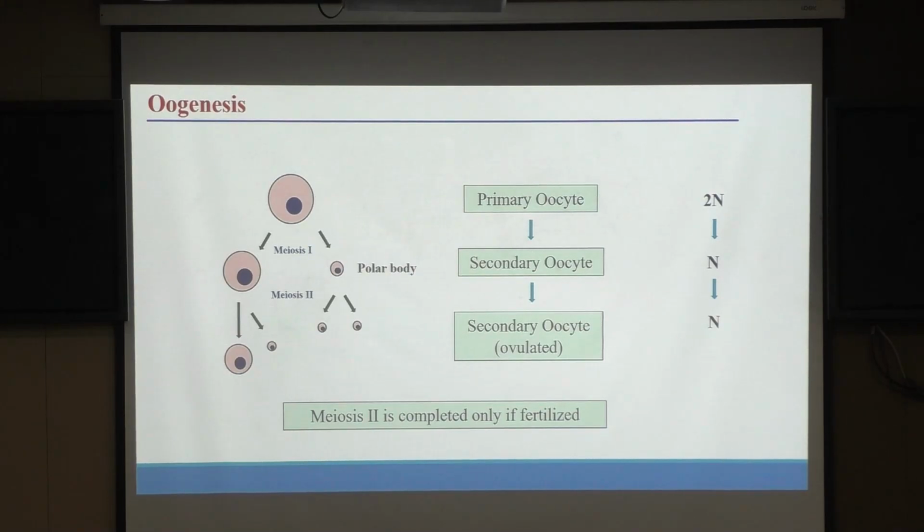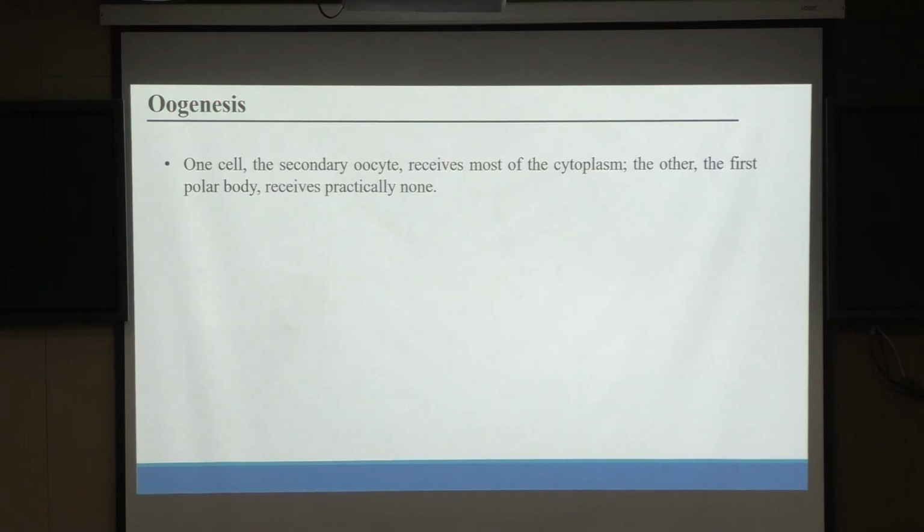So a few take-home messages. Oogenesis starts before birth, number 1, right? The primary oocytes get arrested in which stage of cell division? Prophase of cell division, right? The first meiotic division gets completed just before ovulation, right? Meiosis 2 gets completed only if there is a fertilization. So these are the things you need to remember in case of oogenesis.